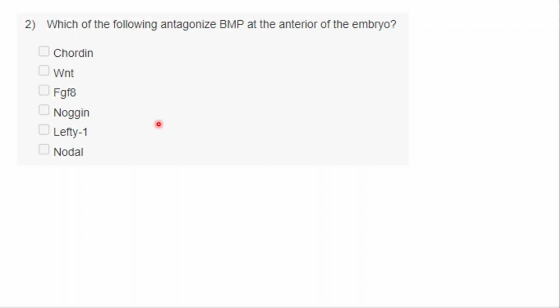Option A, chordin. Option B, Wnt. Option C, FGF8. Option D, noggin. Option E, lefty1. Option F, nodal. So there are six options, and there can be multiple correct answers. You have to tell me which of the following antagonize BMP at the anterior of the embryo. Let's take a minute to collect some answers.